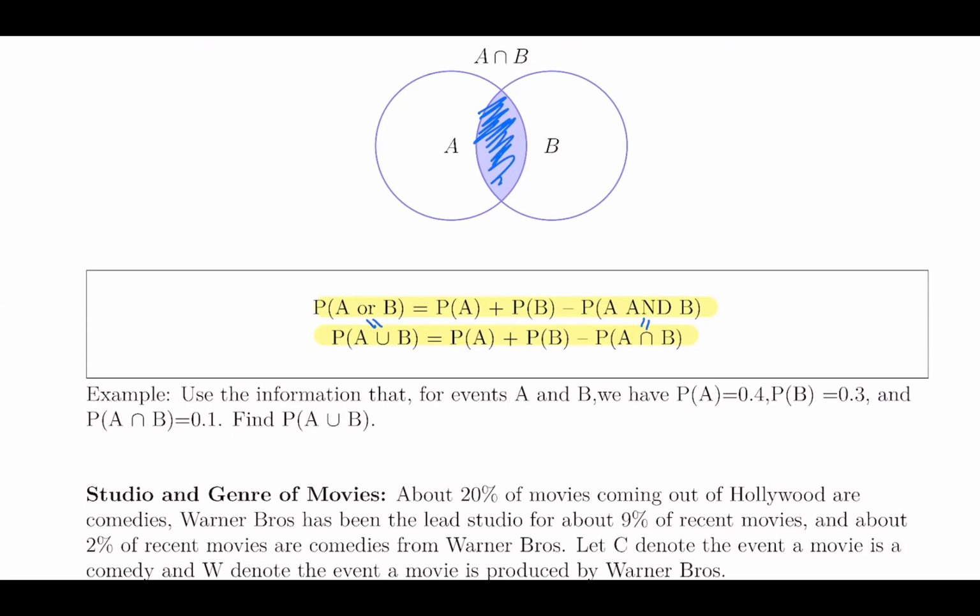So it's the same formula, it kind of depends on you. If you like seeing the actual word there, just use the first formula. But if you're okay with the mathematical notation of U as "or" and intersect as "and", just use the second formula. Everybody good so far on it?